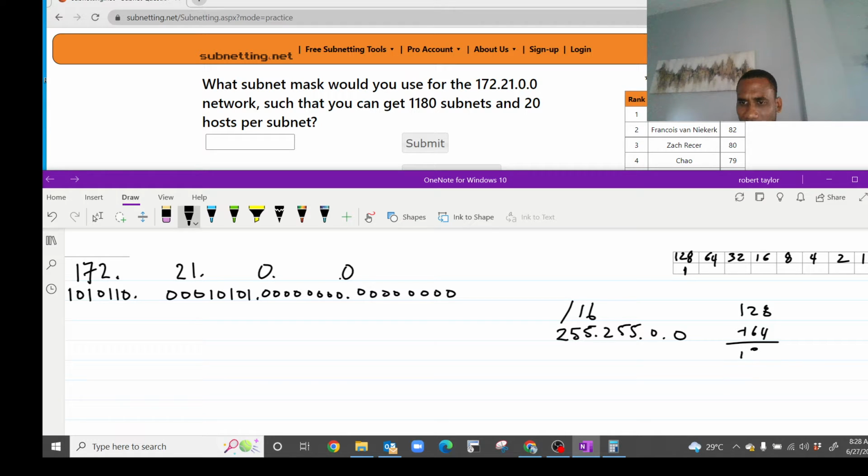If I add the 64, I get 192, so I can't use the 64. I'm going to use the 32. If I use the 32, I am at 0 here, carry 1. This is 160. So I can't use the 64, I can use the 32. Let me add 16, the next one in line, so this is 176. I am over the 172, so I can't use the 16.